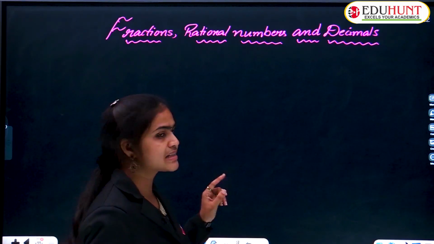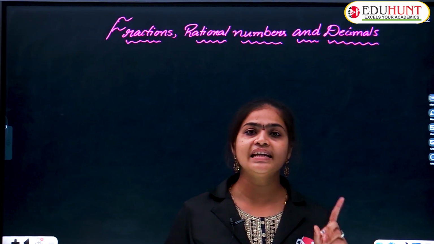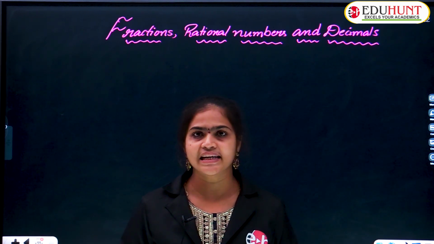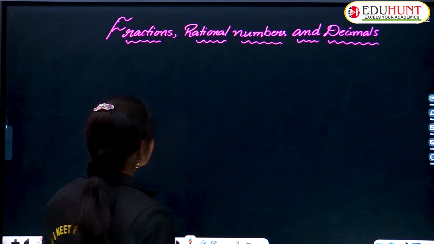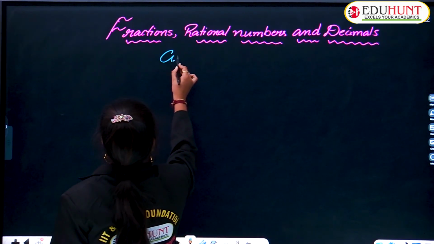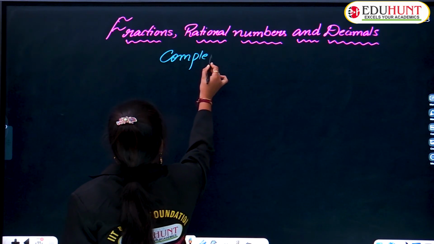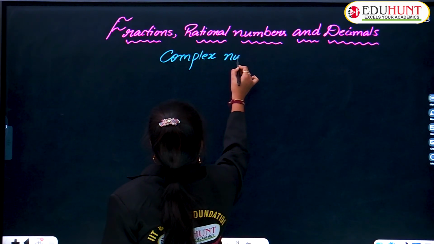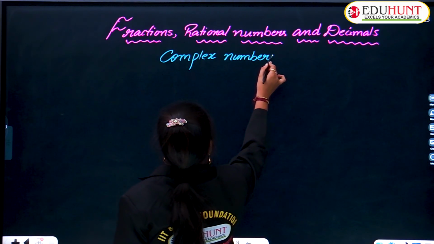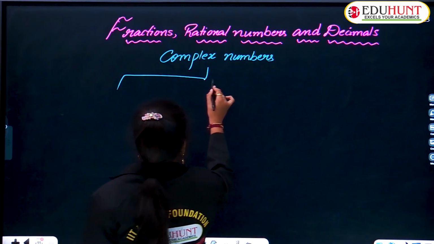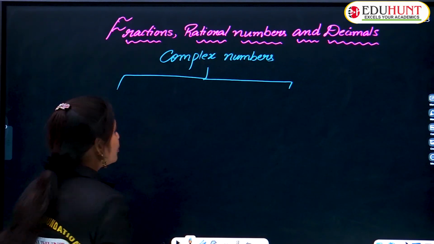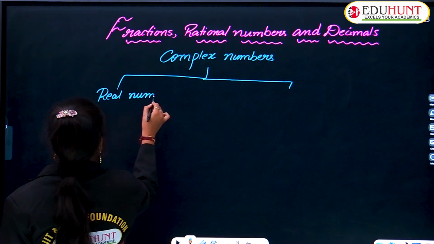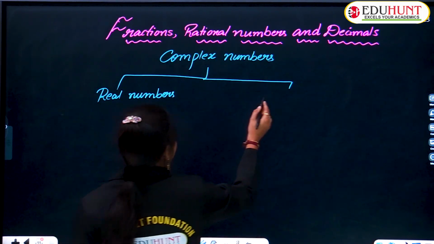Before discussing fractions and rational numbers, the first concept is related to types of numbers. Once again, see here, types of numbers: first, complex numbers, which we already discussed in the integers concept. Complex numbers are classified into two types. How many types? Two types. What are those? Real numbers and imaginary numbers.